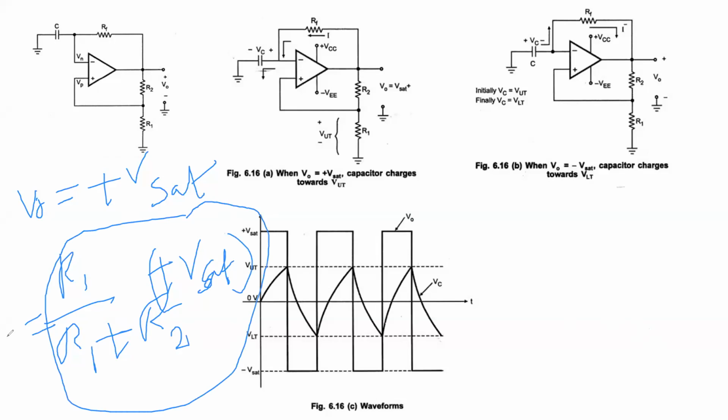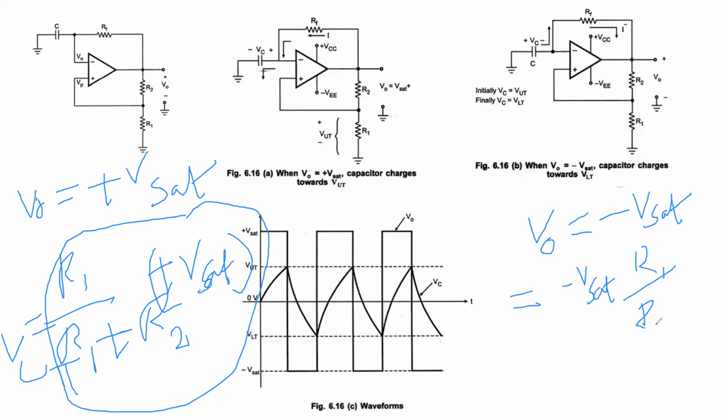VUT, sir. Right, it is VUT, the upper threshold. When V naught equal to minus V sat, what is the voltage at the non-inverting terminal? VLT, sir. Which is VLT.